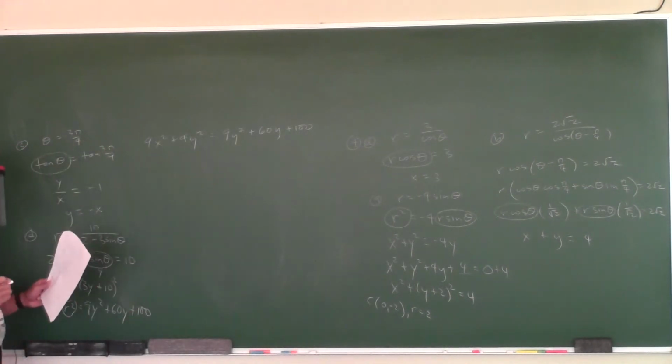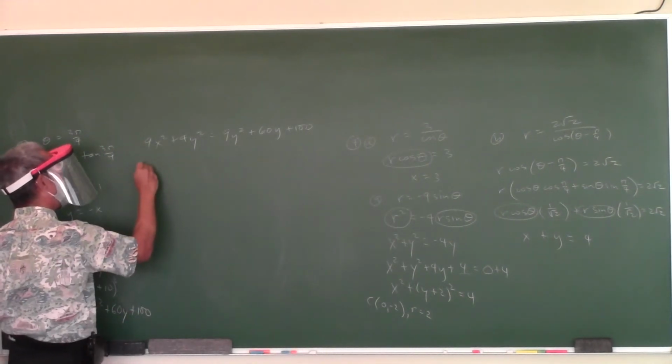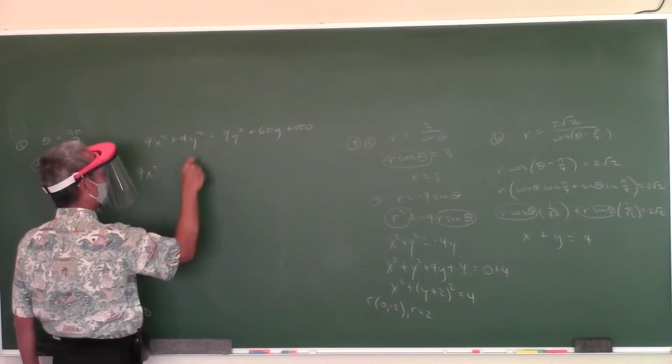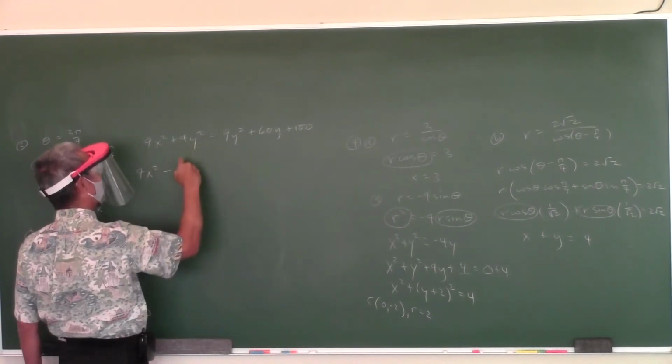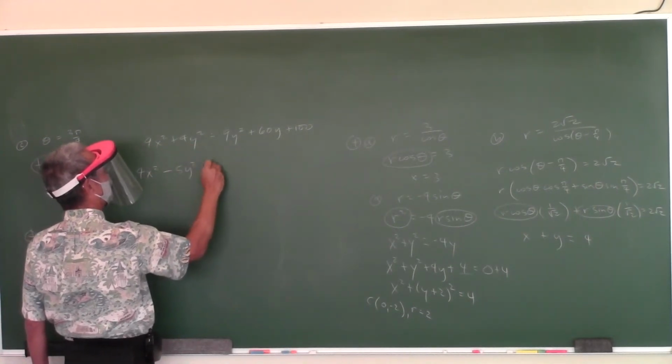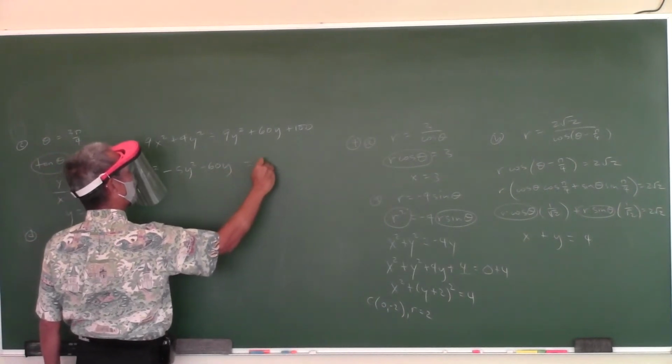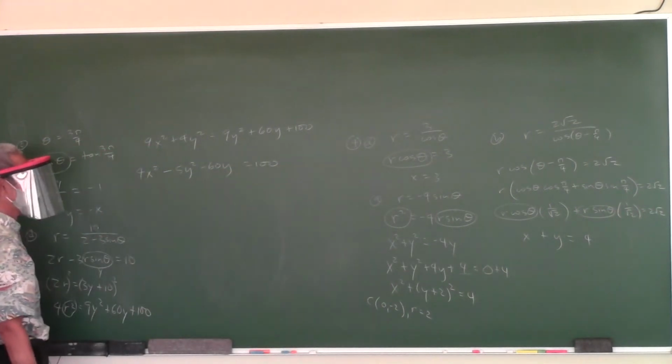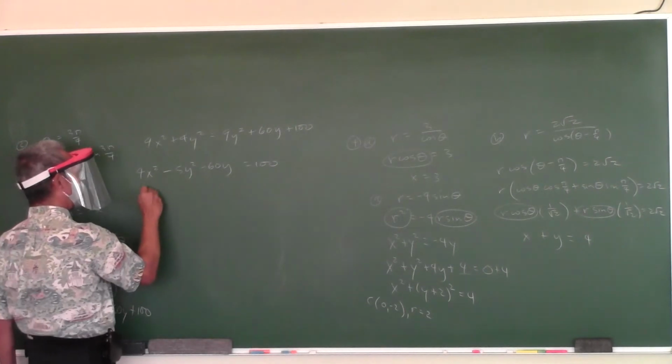Now you need to put it in standard form. So you put all the x's together, there's only one x term. Now you put all the y's together, so bring this over: 4x squared minus 5y squared minus 60y equals 100. Leave the number on that side. Factor out a -5.